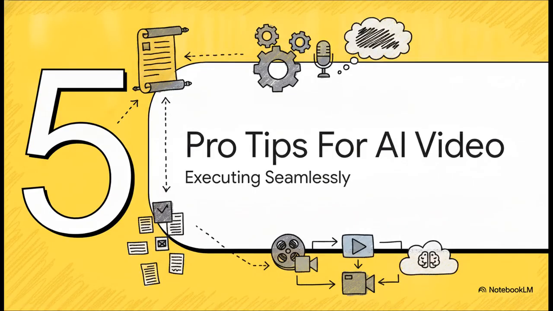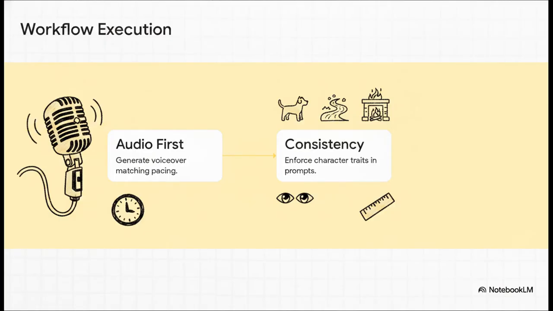So we've got the script and the prompts. Let's hit Section 5, Pro Tips for AI Video and how to actually execute this seamlessly. Step 1 is pretty much a golden rule in AI video generation. Voiceover first. You really should generate your voiceover using a warm storyteller voice, maybe a classic British narrator style, before you even try to render a single video clip.